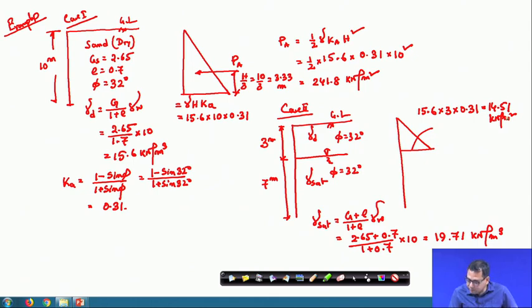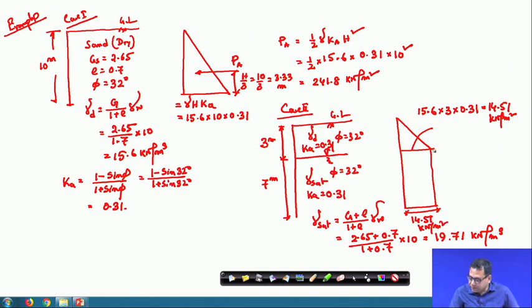Now, as the phi value is not changing, your Ka here and Ka here will also remain the same. It will not change. So that means here, this is the 15 into 6 into 3 surcharge, and K will remain the same, so it will continue here. So this value will also be 14.51 kilonewton per meter square.